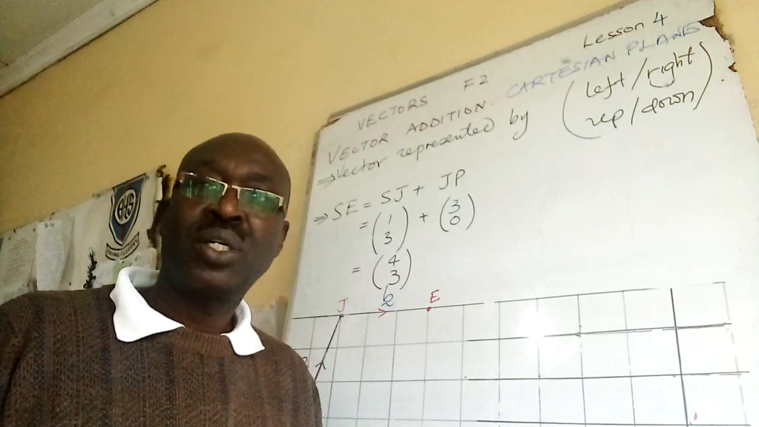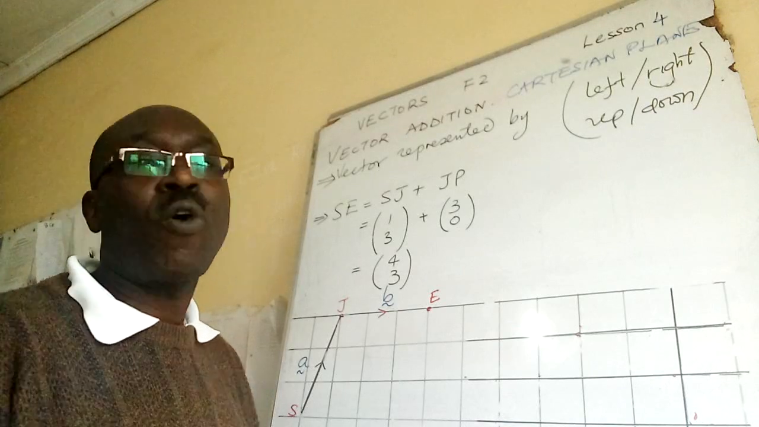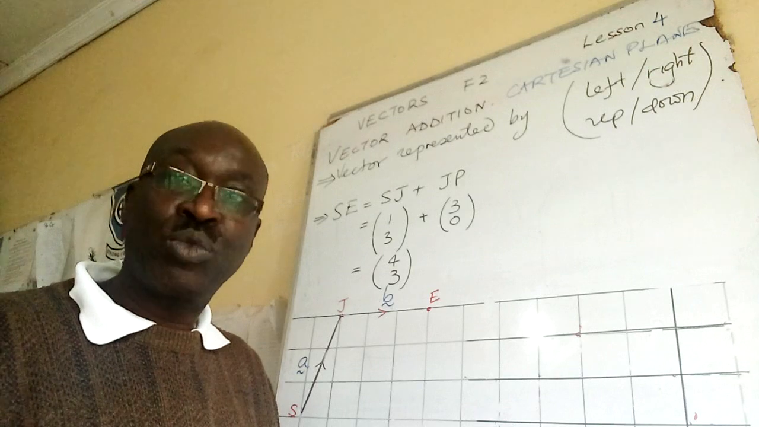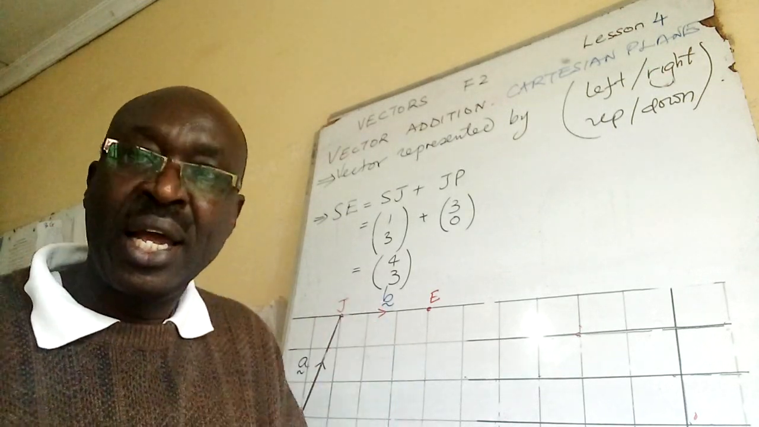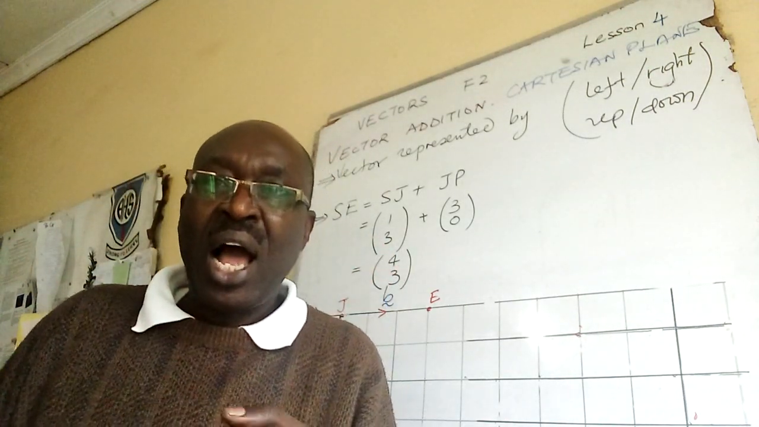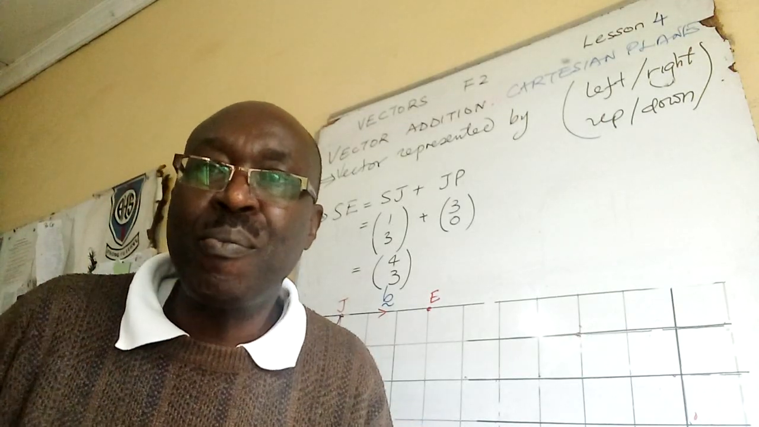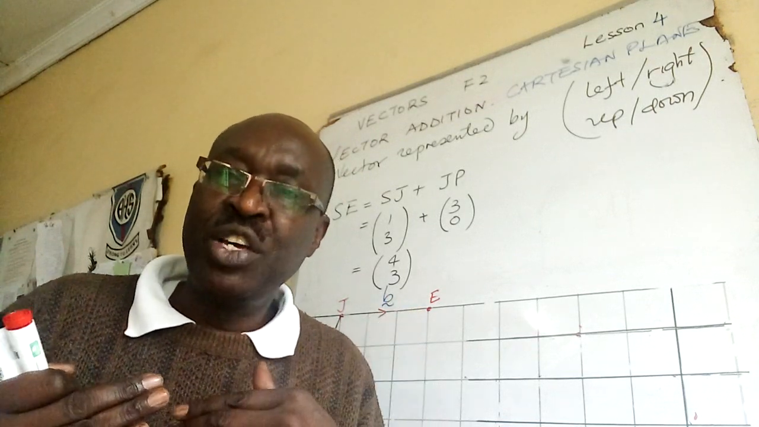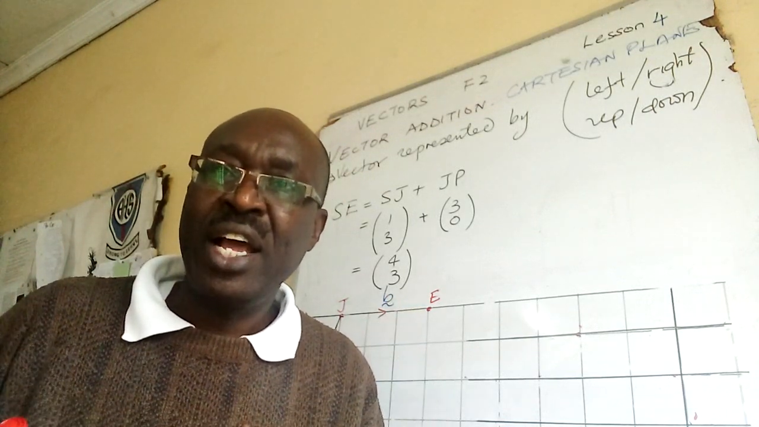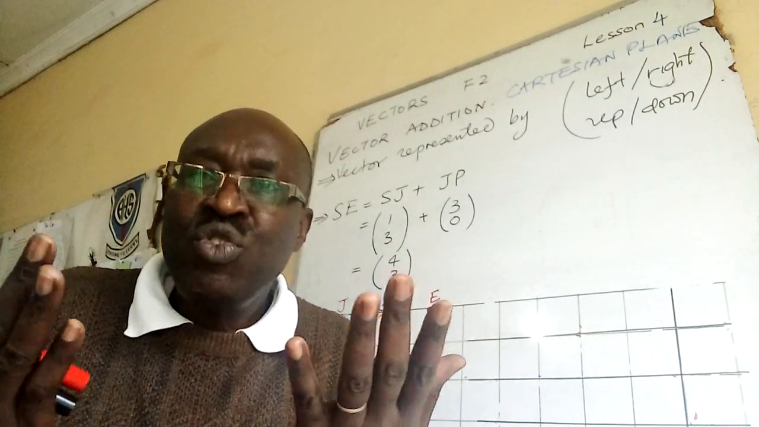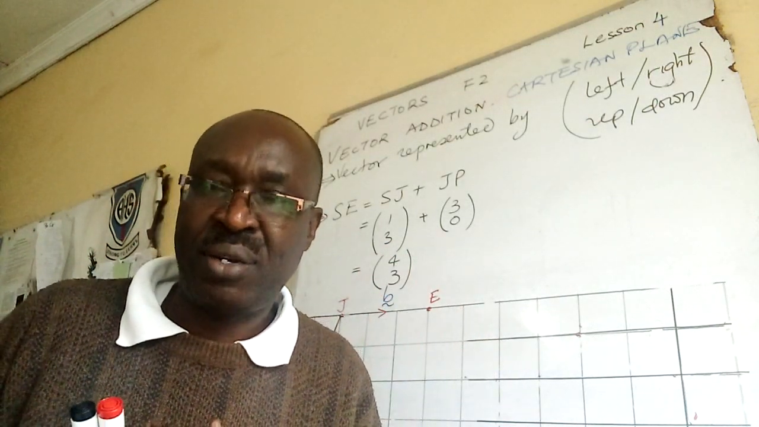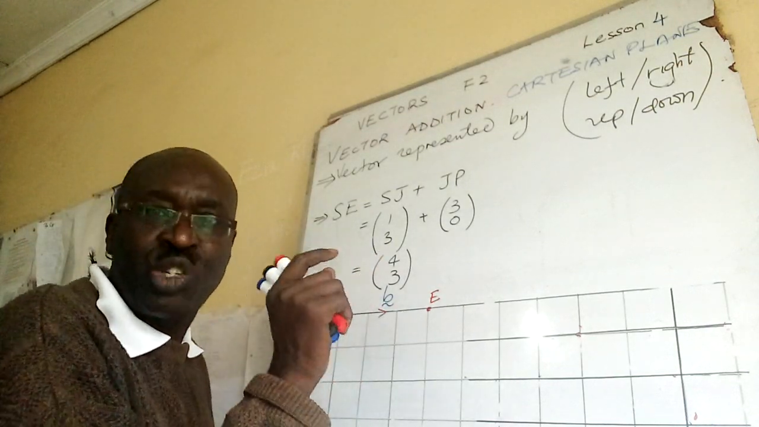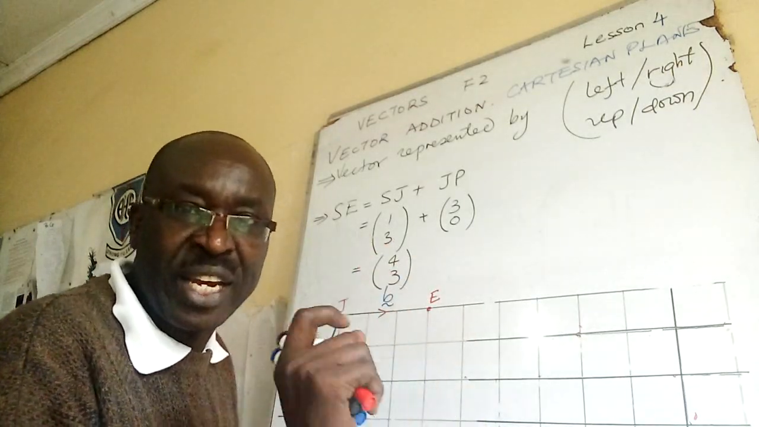Yes, folks, we are now doing lesson 4, still on vectors, form 2. Today, I want us to learn how to extract movements in the Cartesian plane. So if I tell you from town A to town B, how do you get the movements? So, vector addition with respect to the Cartesian plane.